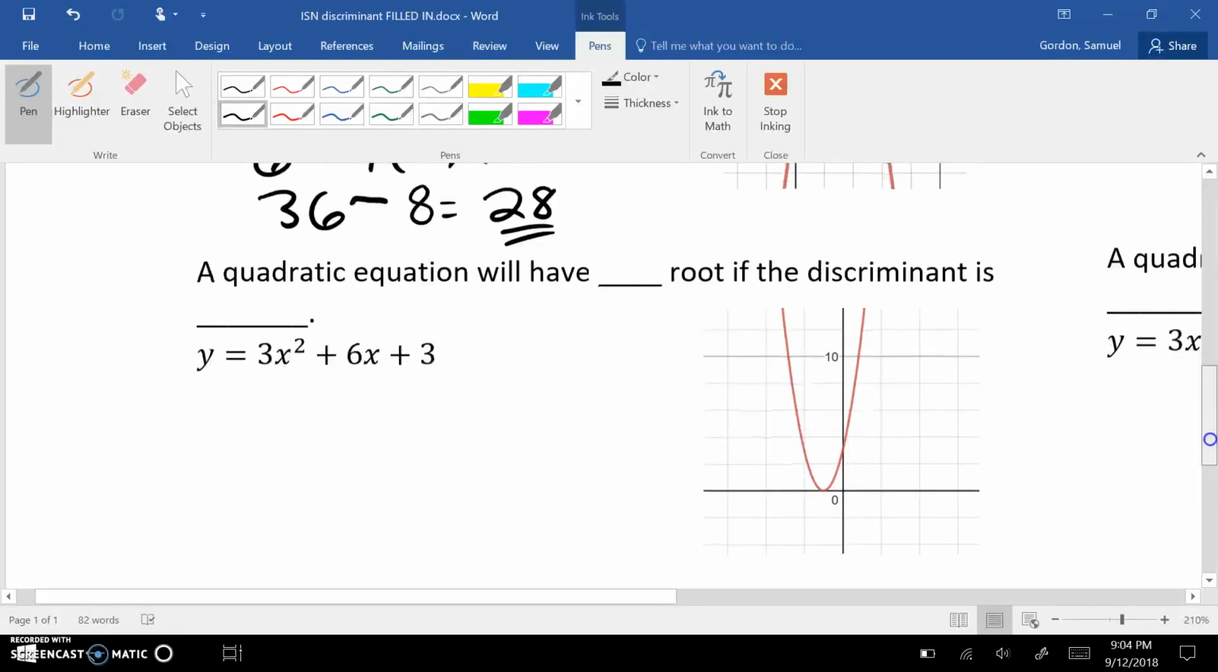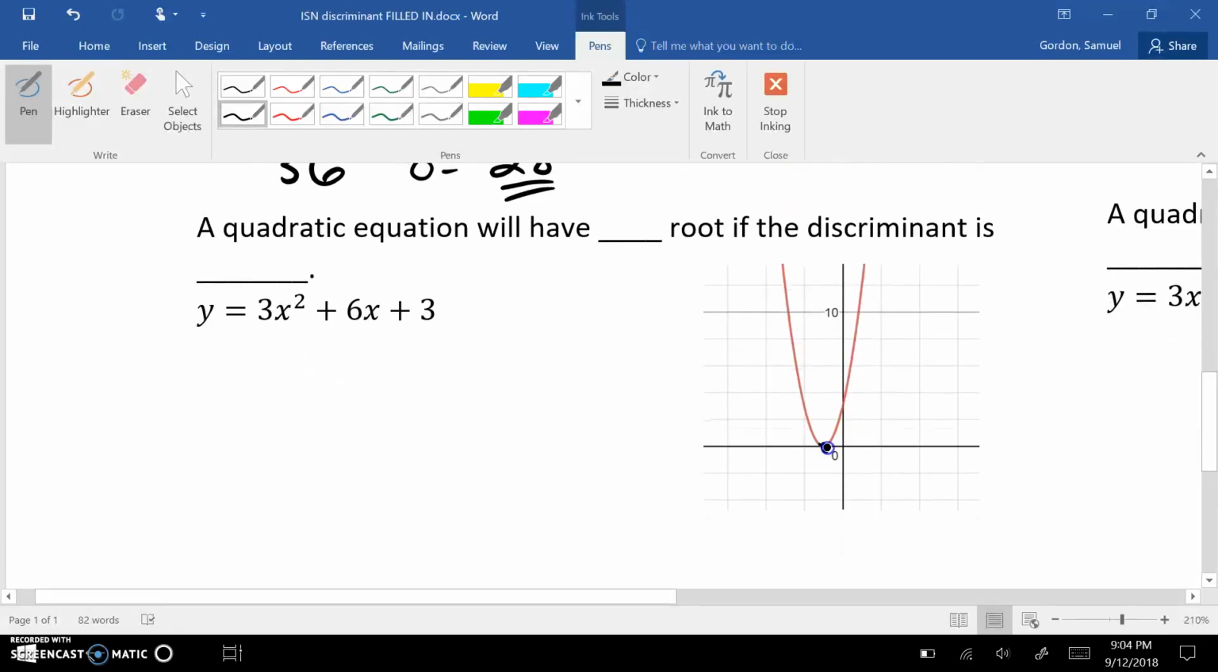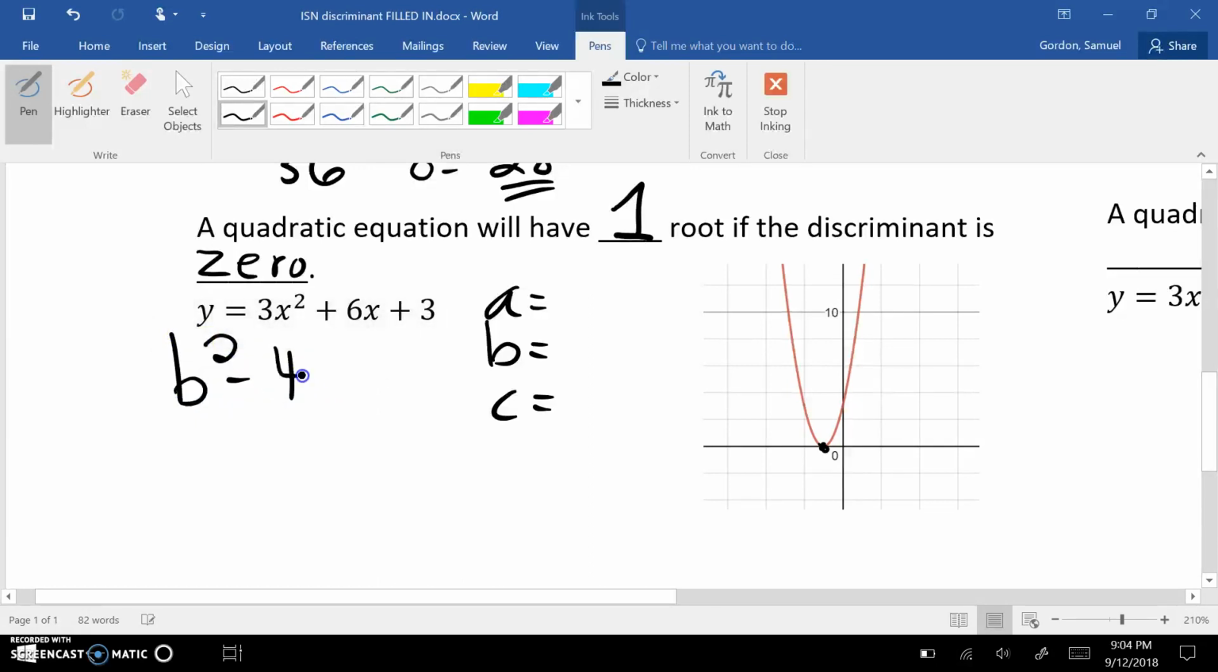So you can see here, this only has 1 root. And it's only going to have 1 root if the discriminant is 0. So what I'd like you to do is figure out what's A, what's B, what's C, and then on your own go ahead and figure out what b squared minus 4ac will be.